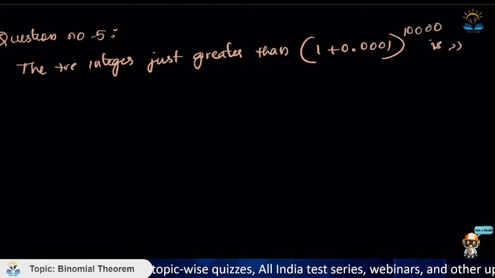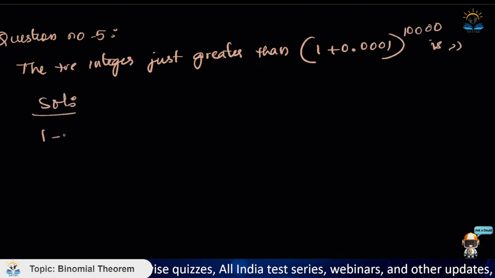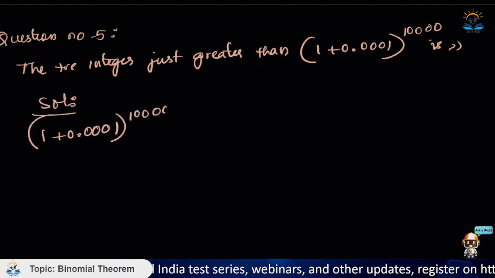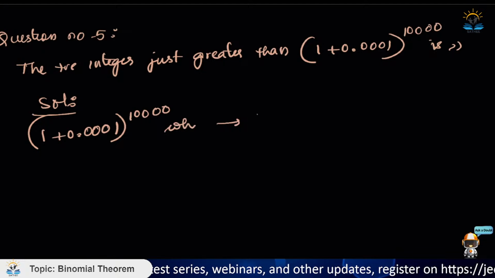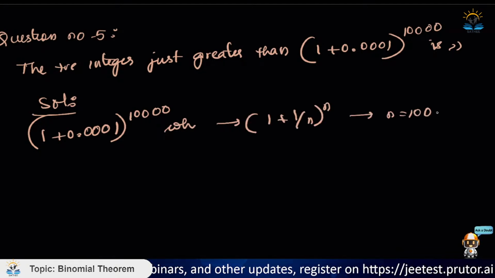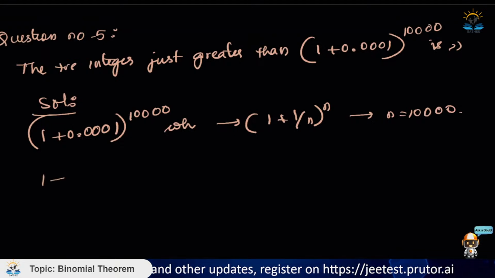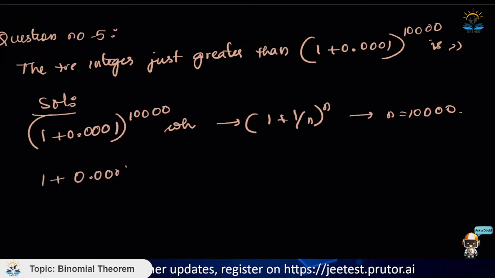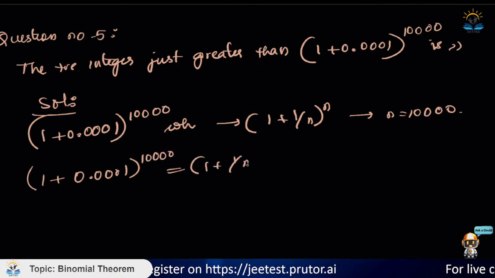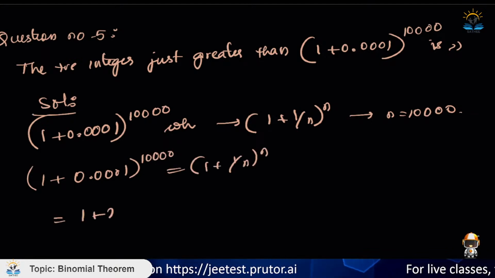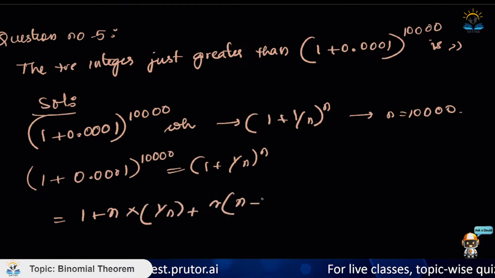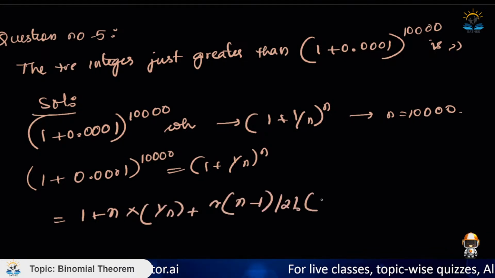So now in the solution, 1 plus 0.0001 to the power of 1234, which is of the form 1 plus 1 by n to the power of n, wherein n will be equal to 1234. So 1 plus 0.0001 to the power of 1234 will be equal to 1 plus 1 by n to the power of n, that is 1 plus n into 1 by n plus n into (n minus 1) divided by 2 factorial into 1 divided by.